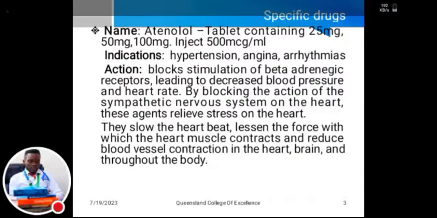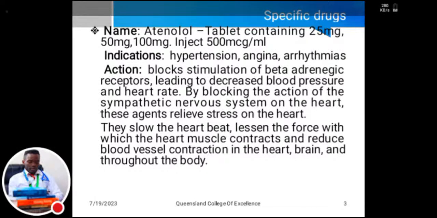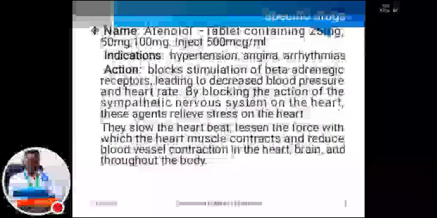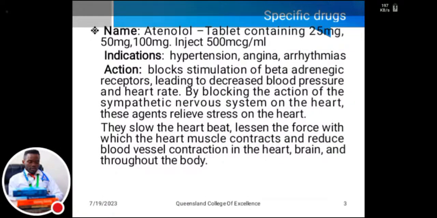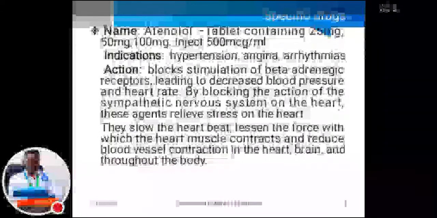Then for the injection, the dosage is in micrograms per mil. For injection, the dosage is small, but for tablets, the dosage is big. Why? That's a question. Why is it that the tablet dosage is a bit higher than the injection dosage?